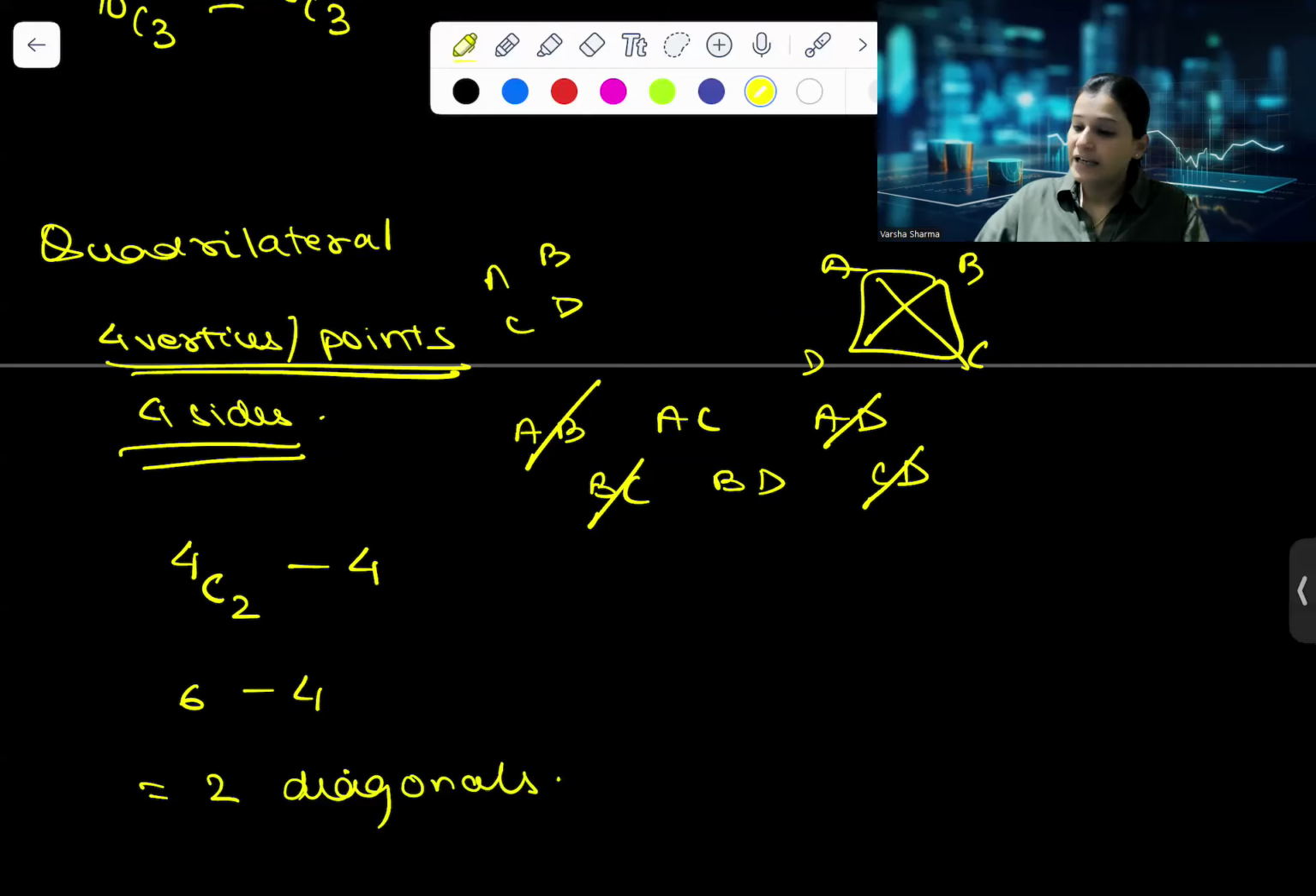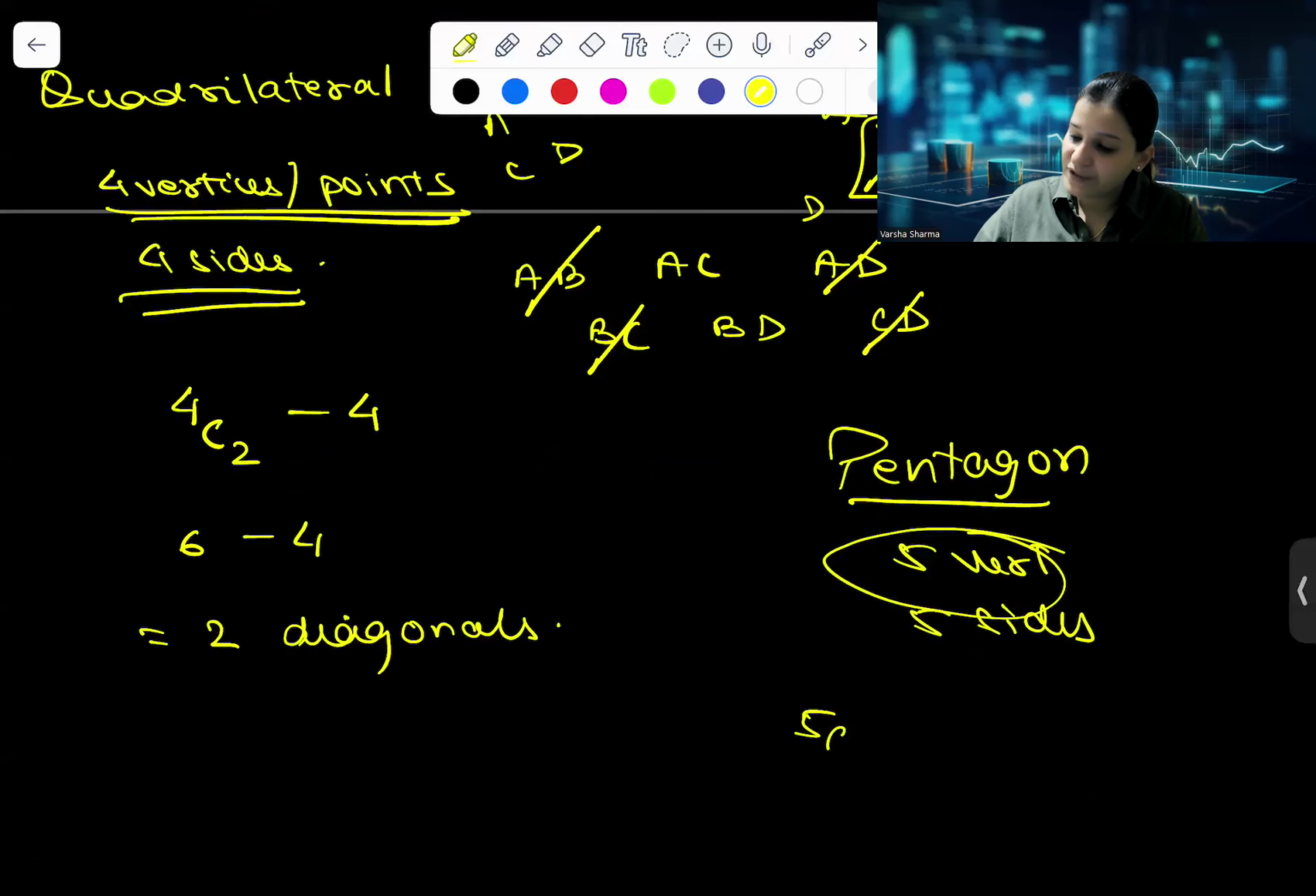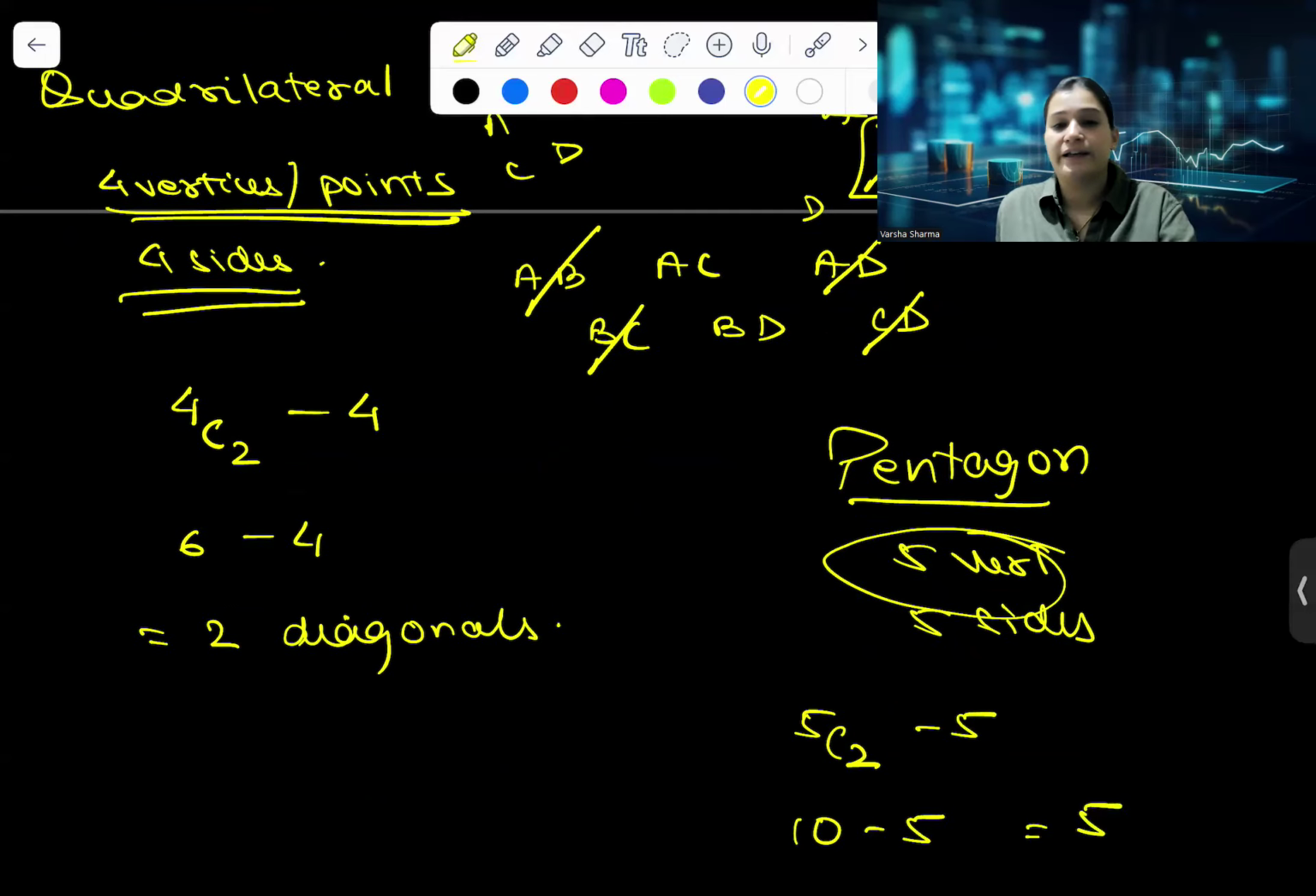If I have a pentagon, pentagon means 5 vertices and 5 sides. So out of 5 vertices, I will have 5C2, 10 lines. But out of those 10 lines, 5 are its sides itself. So the remaining 5 are the diagonals.